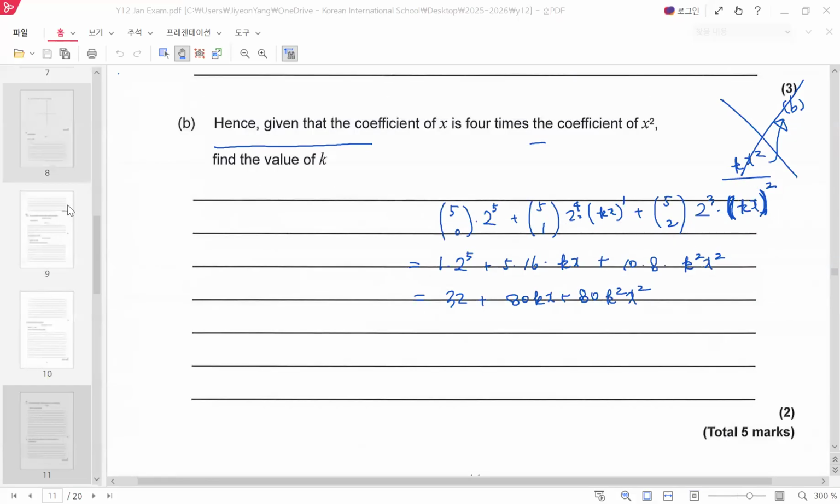And then the coefficient of x, which is this one, 80k, is 4 times the coefficient of x square, this one, 80k square. Then you can cancel 80, 80, right? You can cancel 1k, 1k, divided by, right? Therefore, 4k equals 1, so k equals 1 over 4 is the answer of this question.